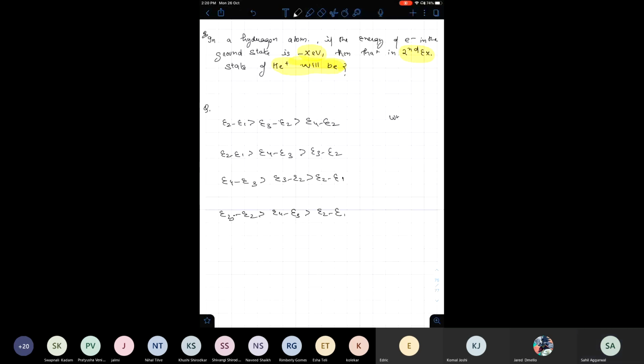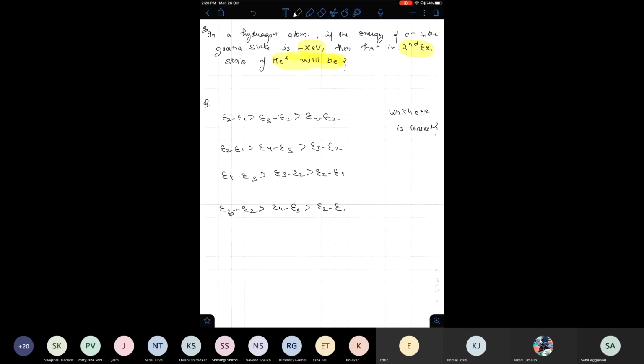Which of the following is correct? Which one is correct? C is correct. How?